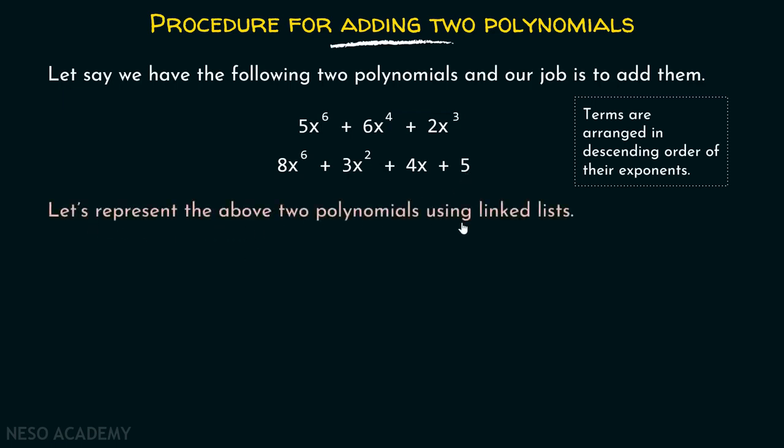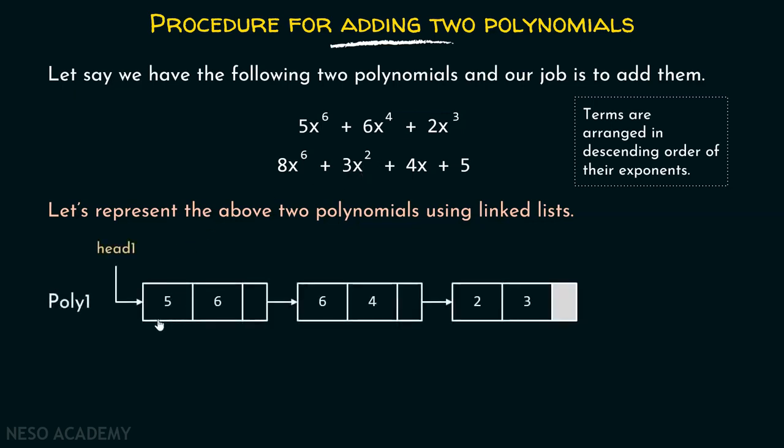Let's represent the above two polynomials using linked lists. Obviously, in programming, we must represent these two polynomials with the help of linked lists. And here is the linked list representation of the first polynomial. Here you can see we have 3 nodes in total because in this polynomial we have 3 terms: 5x to the power 6, 6x to the power 4, 2x to the power 3. In the previous lecture, you have already learned how to create a linked list equivalent to the polynomial, and that too in descending order of their exponents, maintaining the order as well.